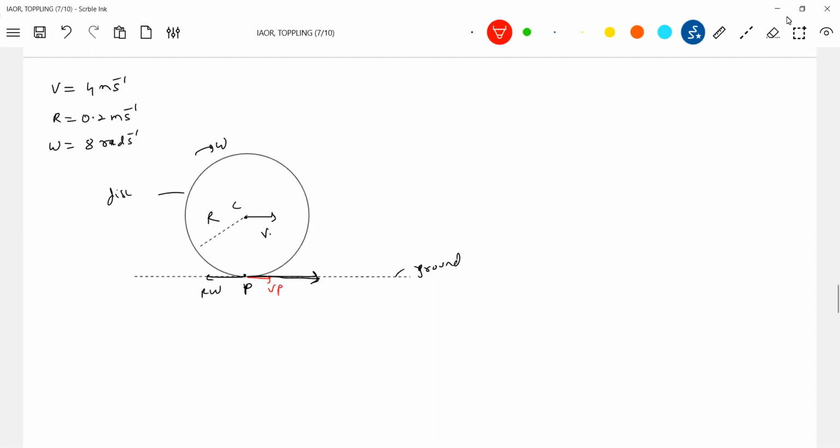It will be Vp. So what is Vp equal to? V minus R omega. What is V? I assumed 4, R is 0.2, and this is 8. So 4 minus 1.6. How much will we get? 2.4. So what is the velocity of point P? It is towards right.